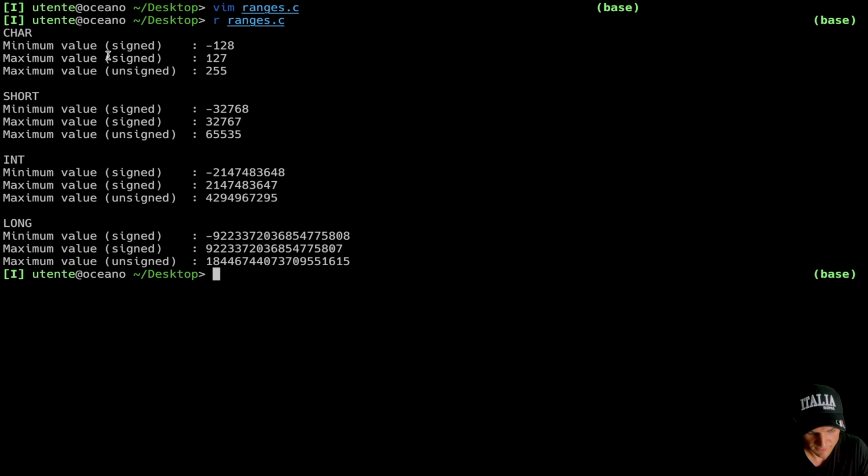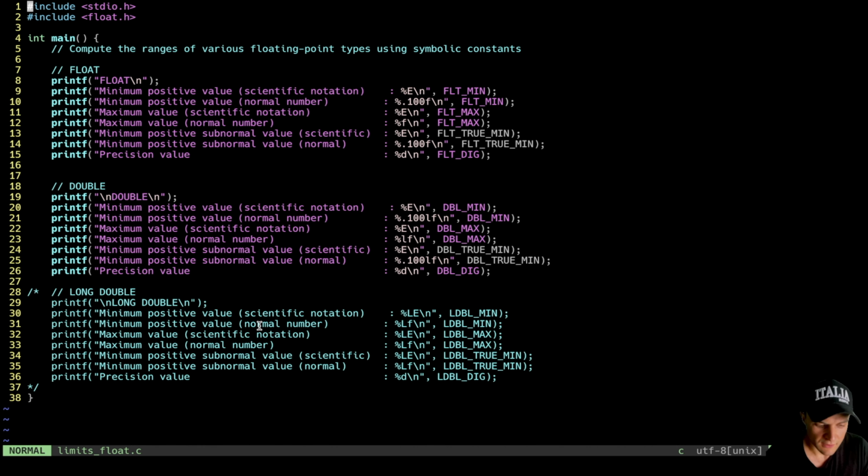As you can see, I have the values from char, the values from short, which are correct, the values from the integer, and so forth. The long has a very big value, especially the unsigned. For the real values, this time we have to use this header file, which is float.h. Float.h contains these symbolic constants, which contain the maximum and minimum values of these real values.